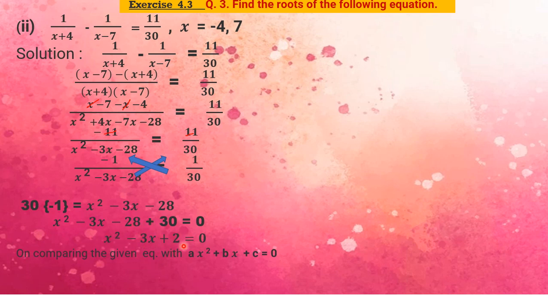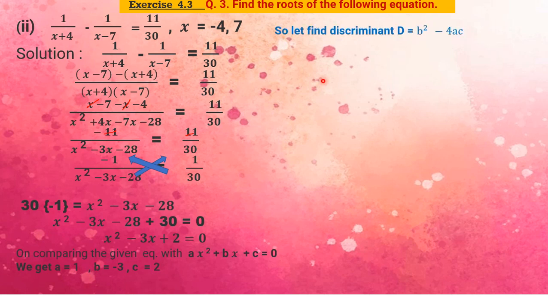Now we have to find the solution, or we can say the roots, of this quadratic equation. First of all, the given equation was not in the form of a quadratic equation, so we converted it into the form of a quadratic equation and got x square minus 3x plus 2. Now by using the quadratic formula, we can easily find the roots of the equation. Let us compare this with the standard form of a quadratic equation, ax square plus bx plus c is equal to 0. So we get a is equal to 1, b is equal to minus 3 and c is equal to 2.